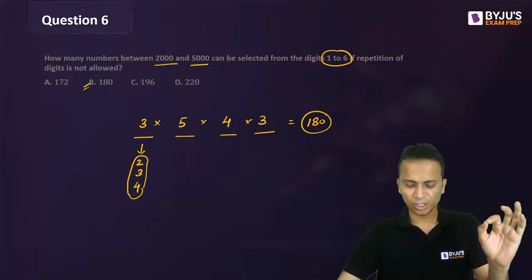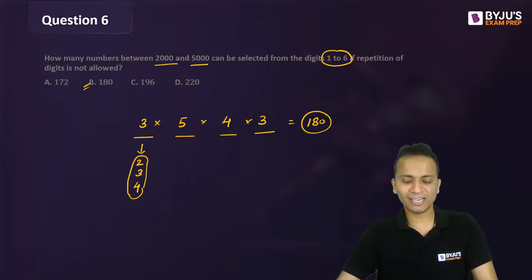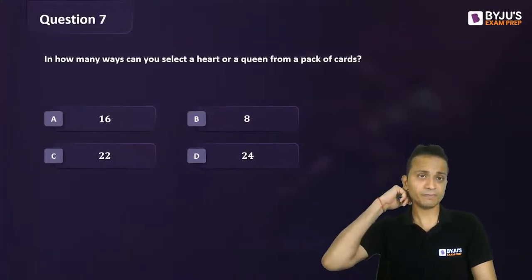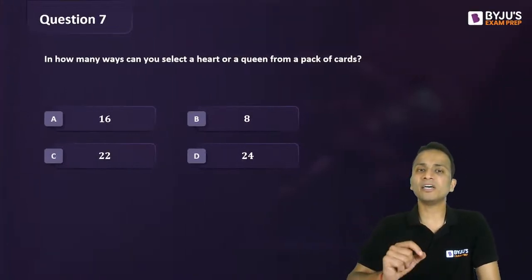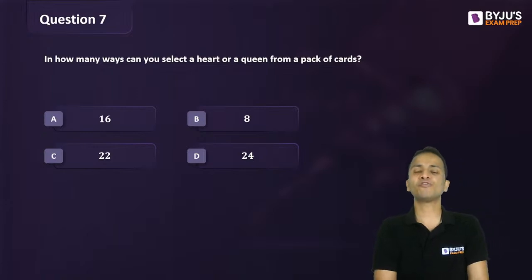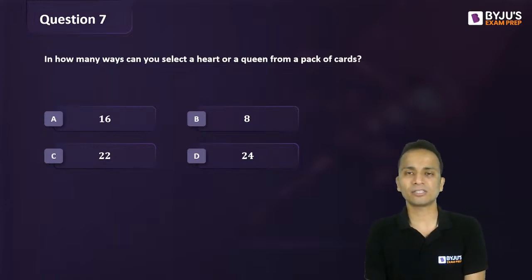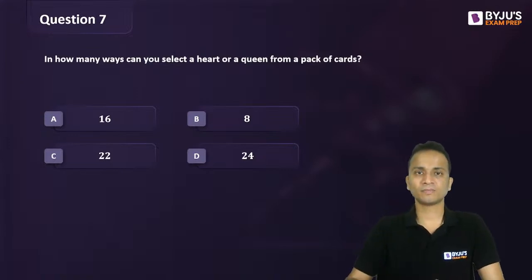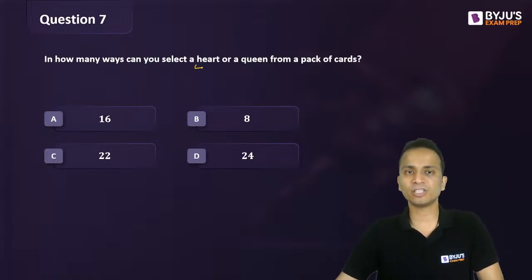And no one has given an incorrect answer. Good, good to see that. So question number 6, option B is the correct answer. Let's move on and look at question number 7. In how many ways can you select a heart or a queen from a pack of cards? Simple question, जल्दी से आंसर दे दो.